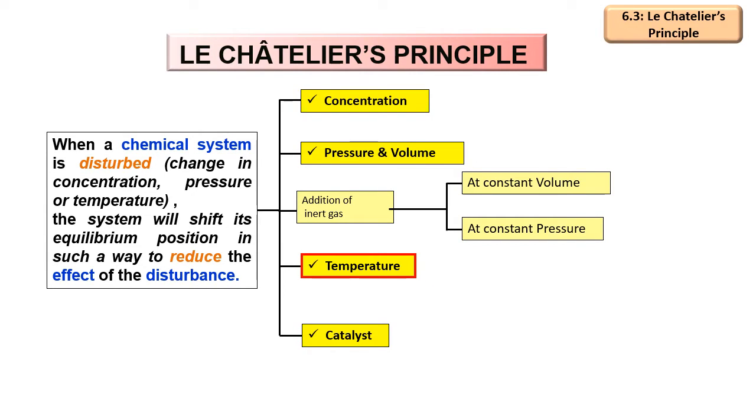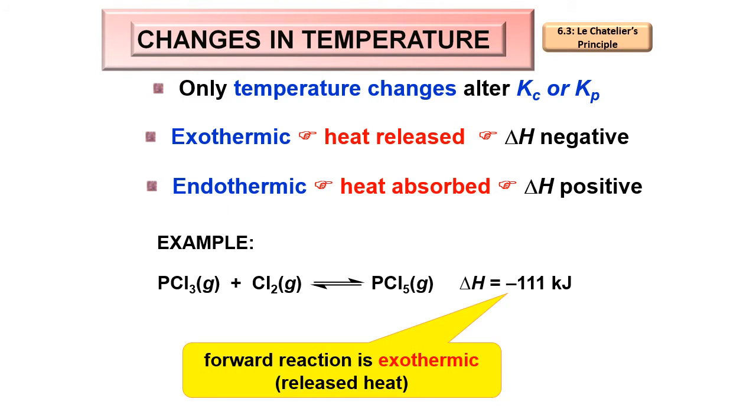The next chemical system disturbance that we will discuss is temperature. Always remember, only temperature change will alter the Kc or Kp value. Exothermic: heat released, enthalpy negative. Endothermic: heat absorbed, enthalpy positive. So based on this example, the enthalpy is negative, so this forward reaction is exothermic, releasing heat.